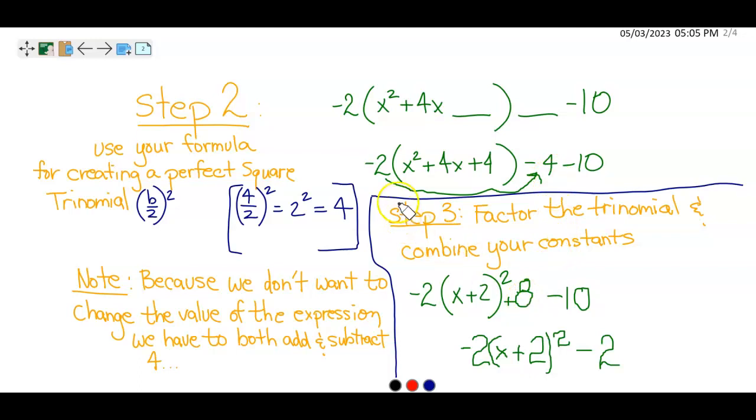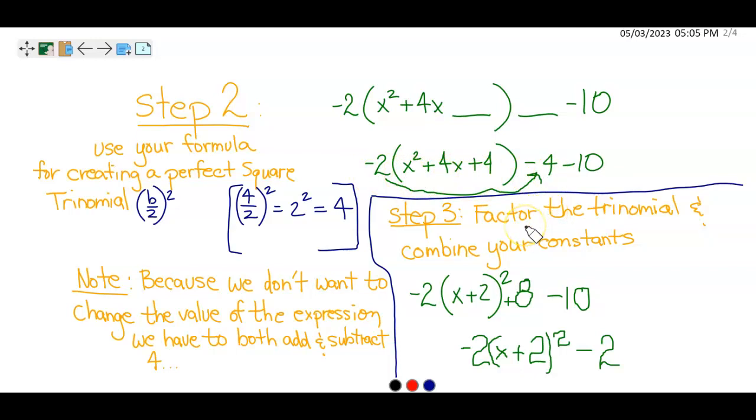Okay? So this is an important step that you can't skip. So you don't have to worry about what happens inside of here. But because this -4 is outside of here, which is where it belongs, you still have to go ahead and multiply the -2 times the -4.